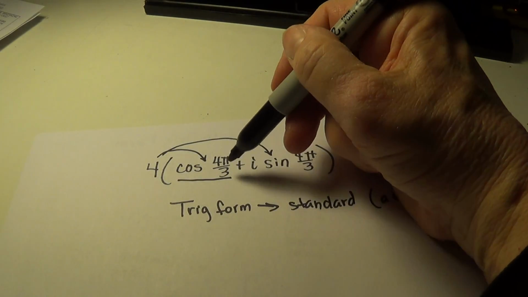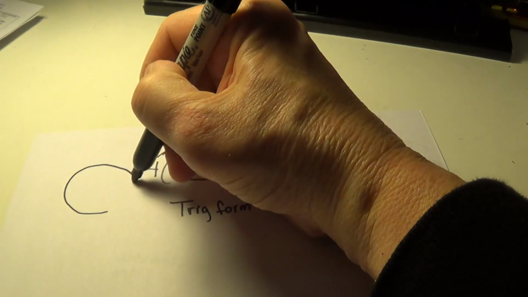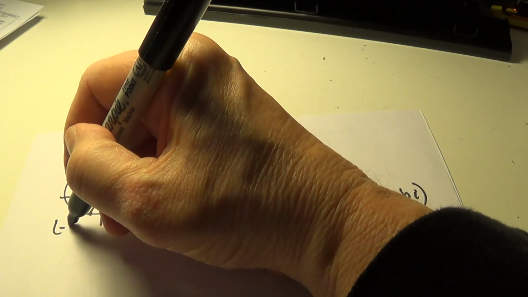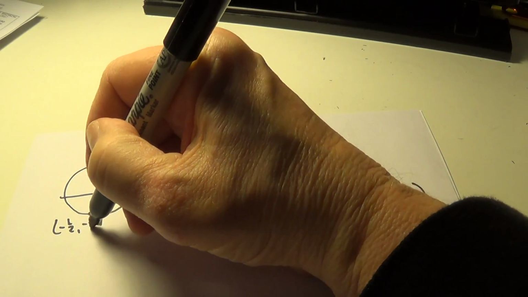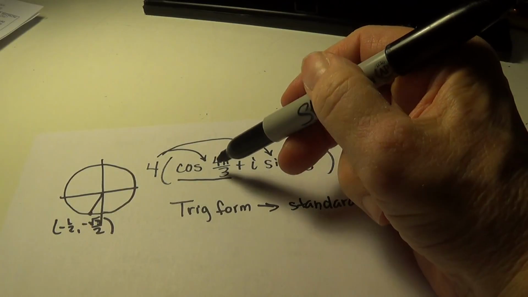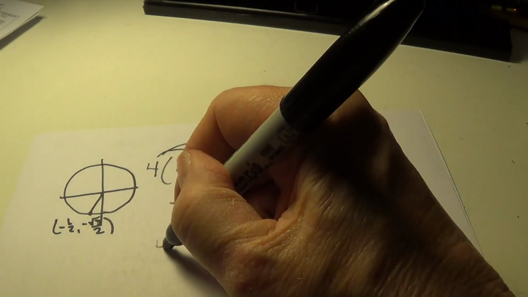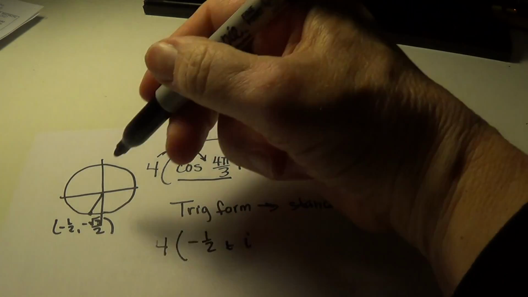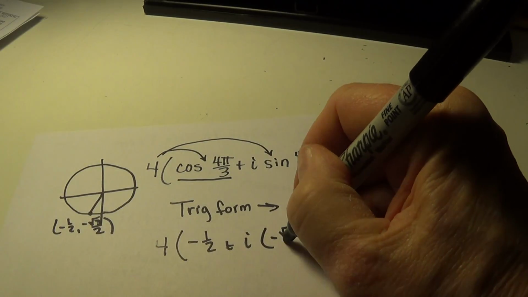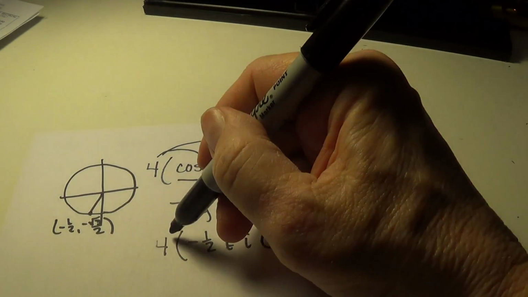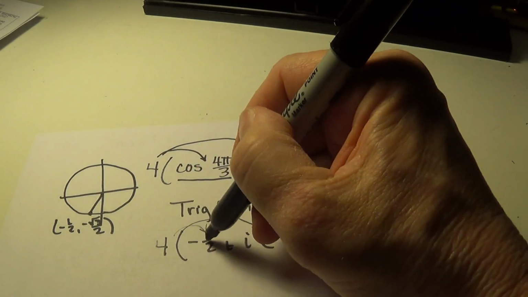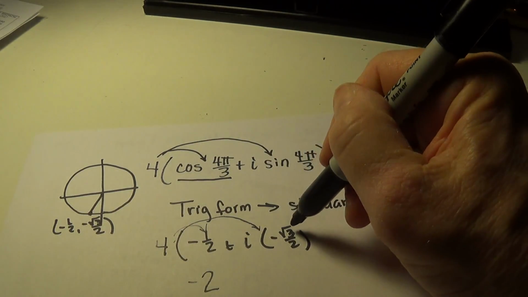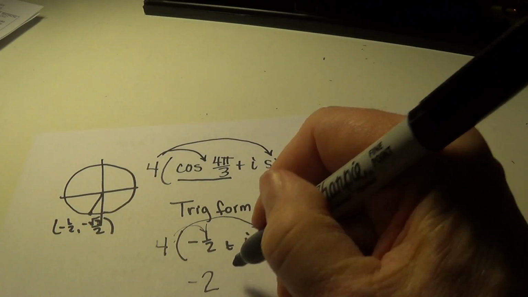What is the cosine of 4 pi over 3? Well, looking at the unit circle, we know where it is. Down here, again, this was negative 1/2, negative square root of 3 over 2. So what's the cosine of that? First coordinate is minus 1/2. And what is sine of 4 pi over 3? Second coordinate, minus square root of 3 over 2. So I'm ready to distribute. What is 4 times minus 1/2? Minus 2.